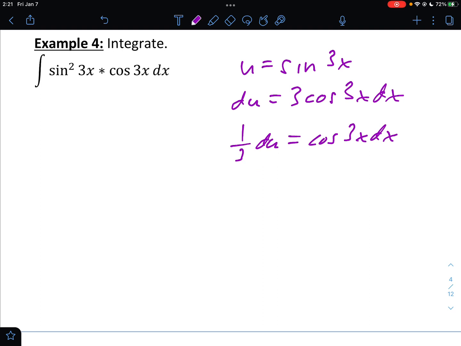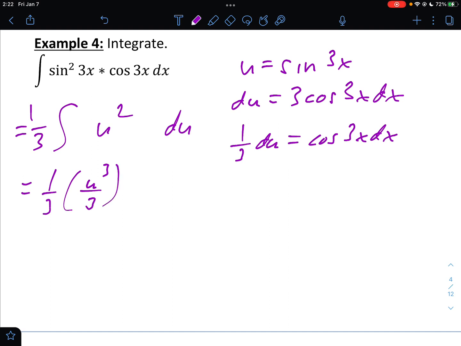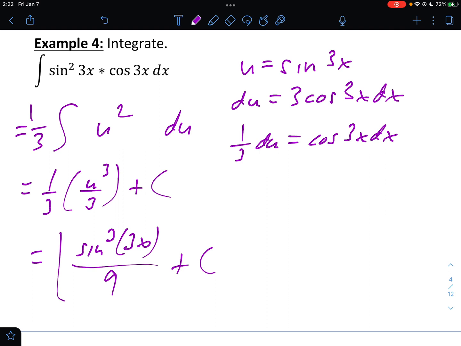So I can replace 1/3 du, and then sine 3x just becomes u, so u squared. So I get 1/3 u cubed over 3 plus c, which is sine cubed 3x over 9 plus c.